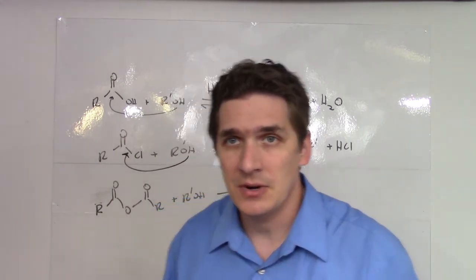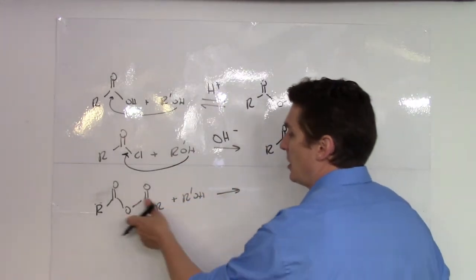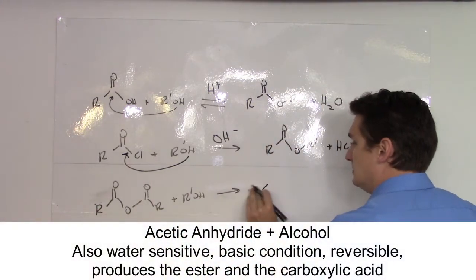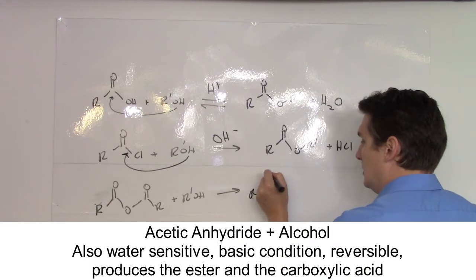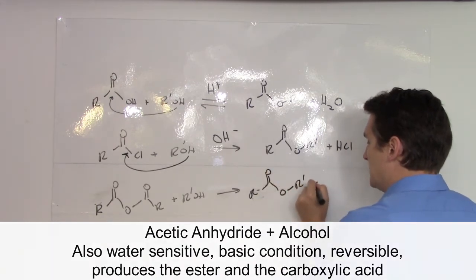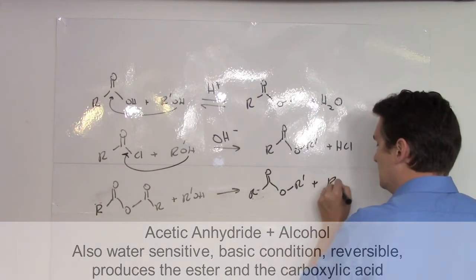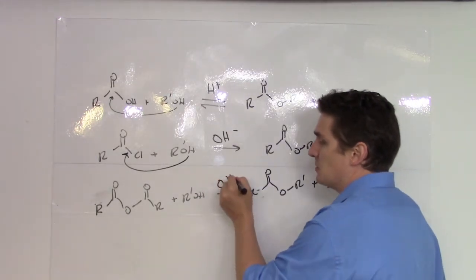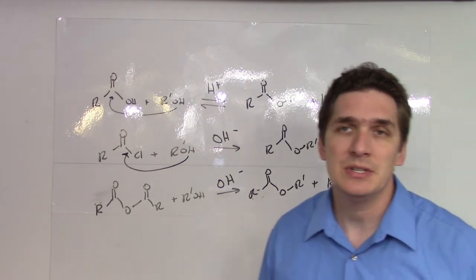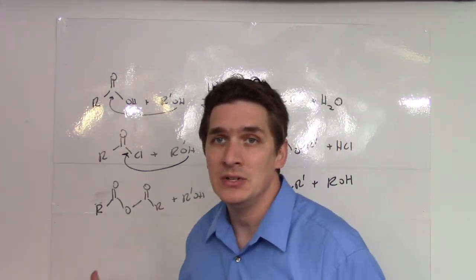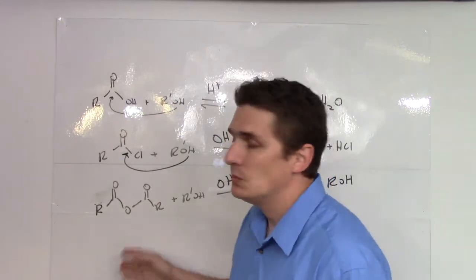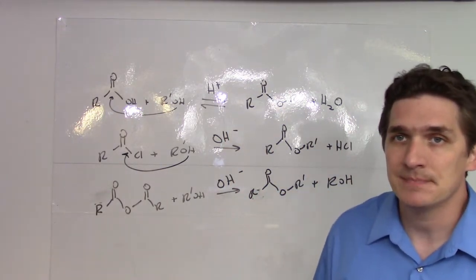Now, another option is we can do it with the carboxylic anhydride. We can do it with acetic anhydride. And this again will produce the desired ester as well as the carboxylic acid. Now, this is also something else we're going to want to run underneath basic conditions. The big reason is that if we add water to acetic anhydride, as the name implies, anhydrides are water-free. If we add the water, we're just going to produce the carboxylic acid.